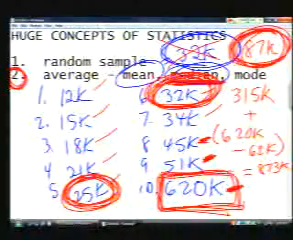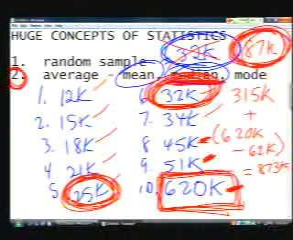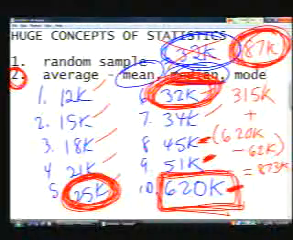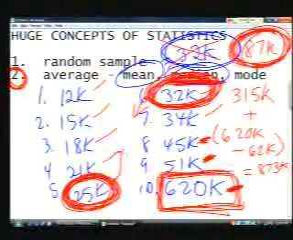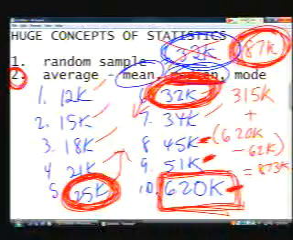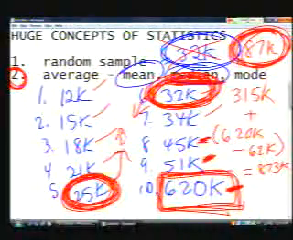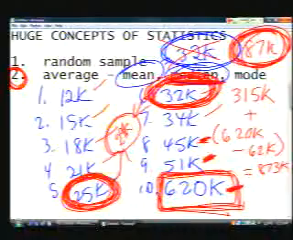So the median salary of this company is how much? Jonte? 28.5. 28.5 thousand. That is halfway between the 25,000 and the 32,000. So halfway between these two. And if we rounded to the nearest thousand, we'd say 29,000. So 29,000 is the median.